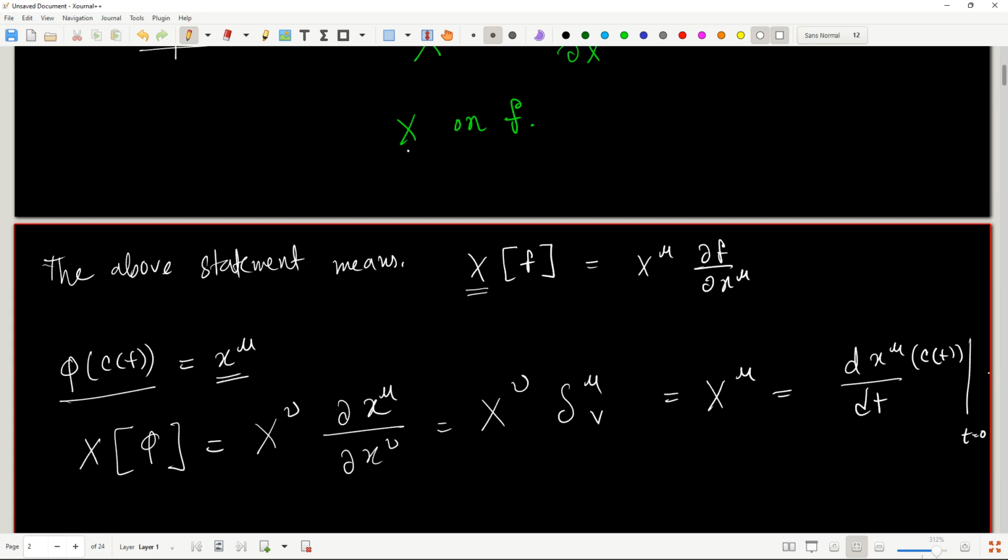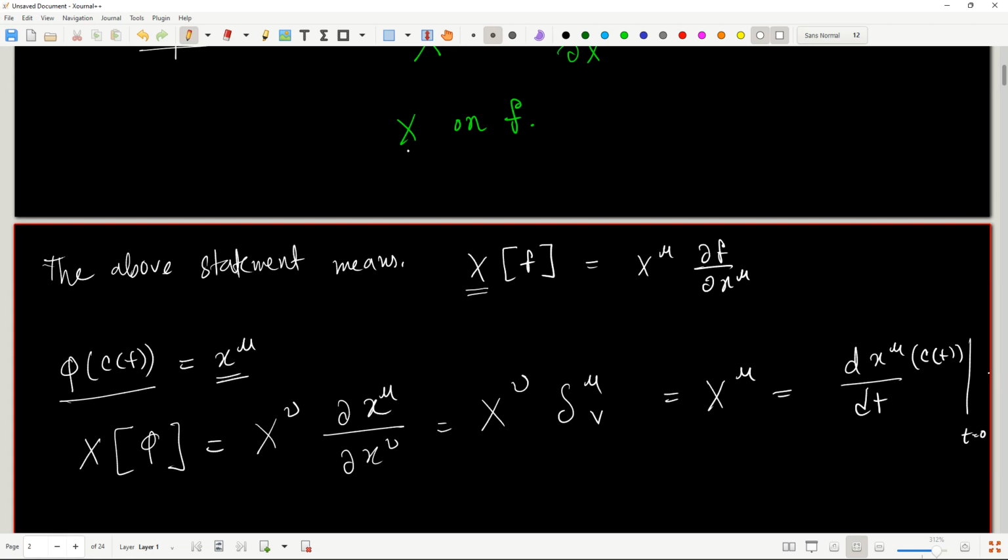And one can interpret this thing as the mu-th component of a velocity if we consider t as something like the time. So this is how we define vectors on a manifold, through this differential operator.